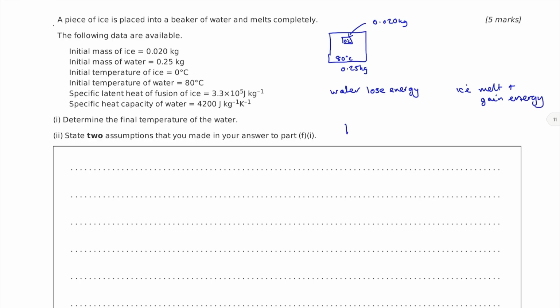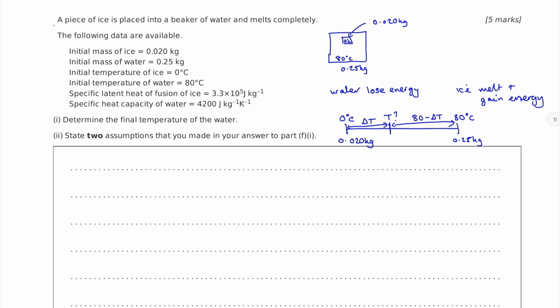And let's do our temperature scale. The water starts at 80, and it will go down to a certain temperature. We don't know what that is yet. The ice starts at 0 degrees centigrade and will increase by delta T. That means that the water will decrease by 80 minus delta T.